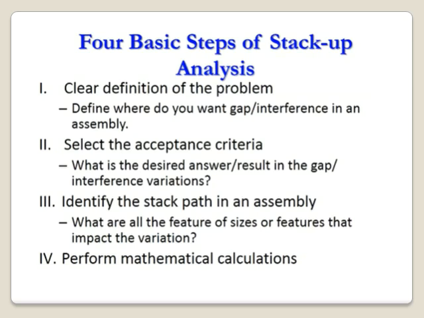Second one, select the acceptance criteria. What is the desired answer or result in a gap or interference? Because for some parts they need precision manufacturing, for some parts there is no need of precision manufacturing. So whatever our acceptance, based on that we can decide.